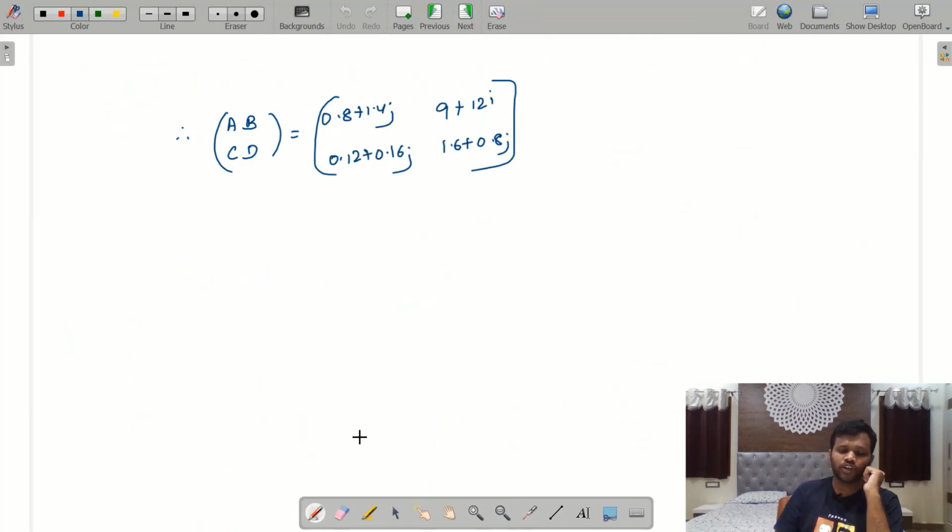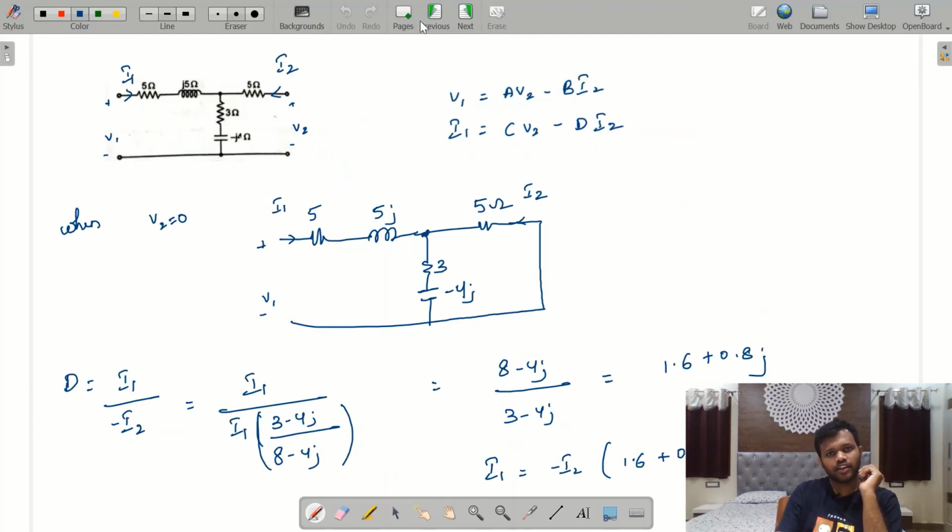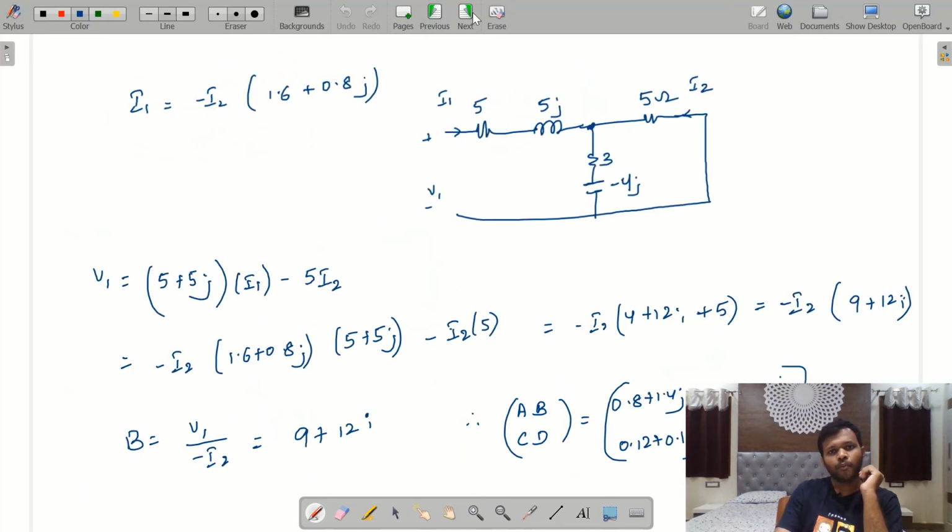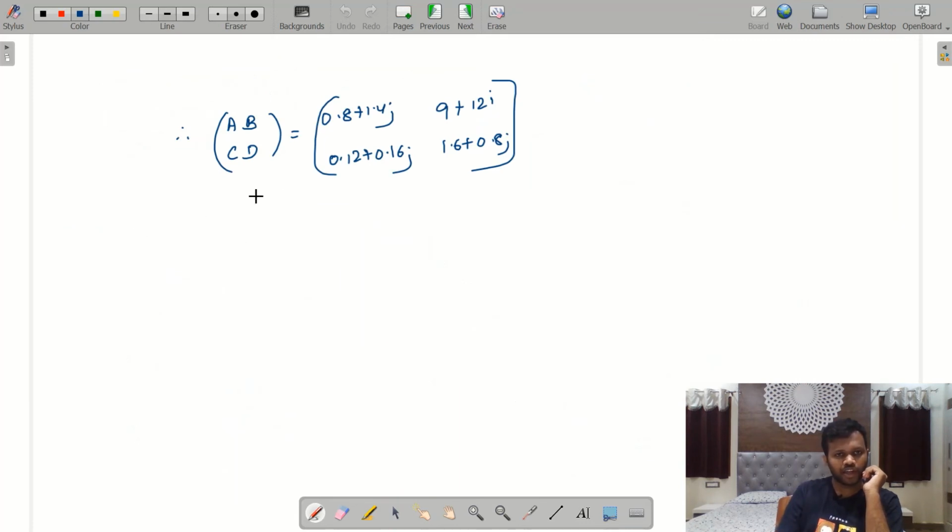Without verifying it, I can write the network as a reciprocal network. Why? As we are using only passive elements in the network, which are capacitor, inductor and resistor. But what is the condition for reciprocity in ABCD parameters? AD minus BC should be equal to 1.